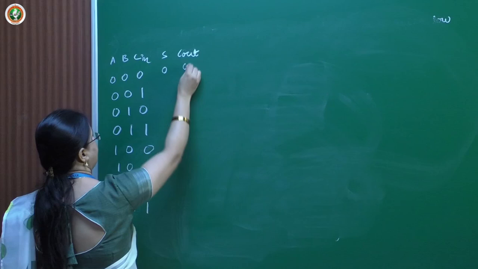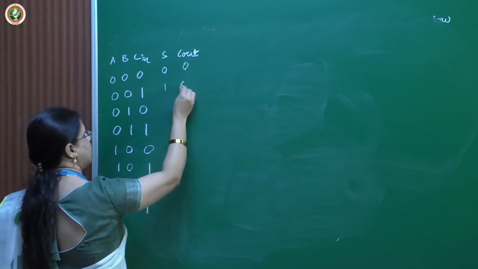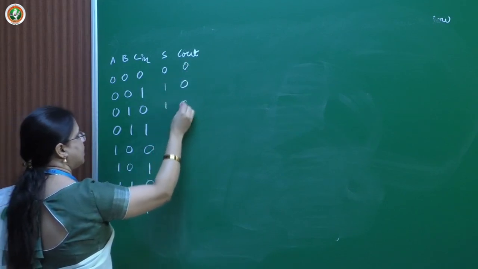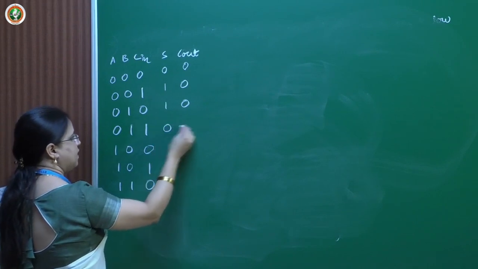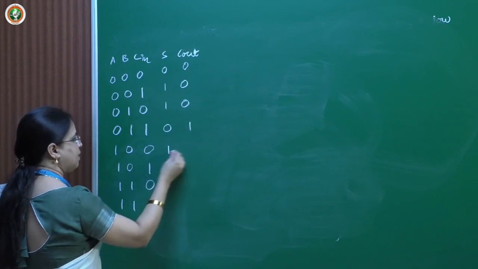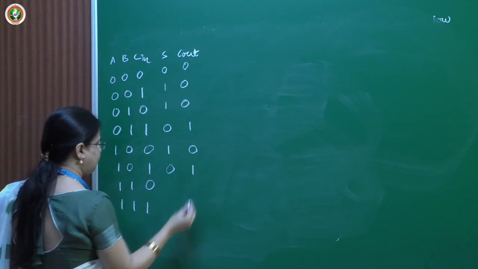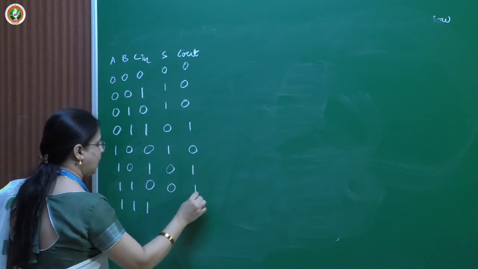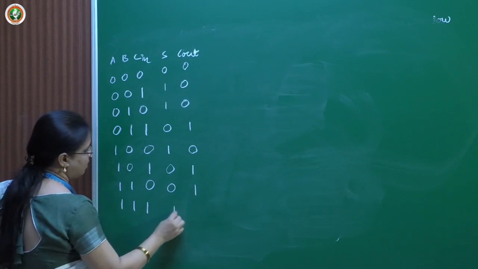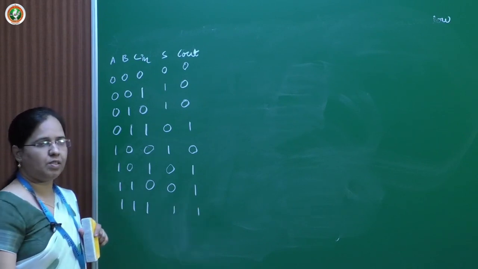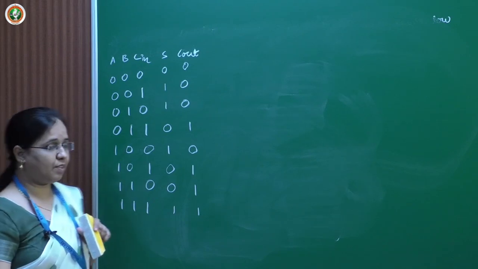Sum is 0, carry is 0. Sum is 1, carry is 0. Sum is 1, carry is 0. Sum is 0, carry is 1. Sum is 1, carry is 0. Sum is 0, carry is 1. Sum is 0, carry is 1. Here sum is 1, carry is 1. So our full adder truth table is ready.